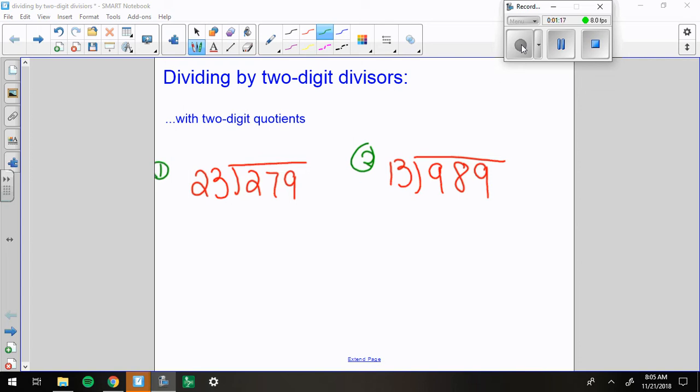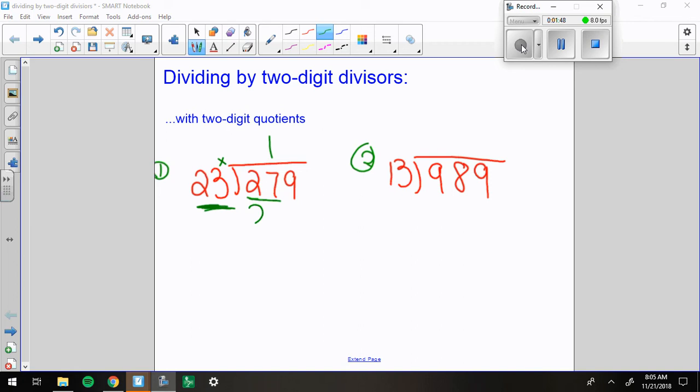But the thing that kind of tricks people up is we're going to take that whole divisor. So if I'm looking at number 1, I'm going to take that whole divisor, 23, and ask myself, does that go into 2? The answer to that is no way. 23 does not go into 2. So now I'm going to take my first 2 digits. Does 23 go into 27? Yes, 1 time. And then I'm just going to follow the steps.